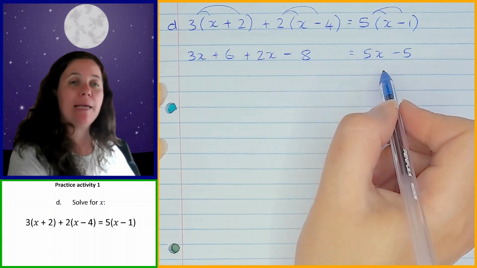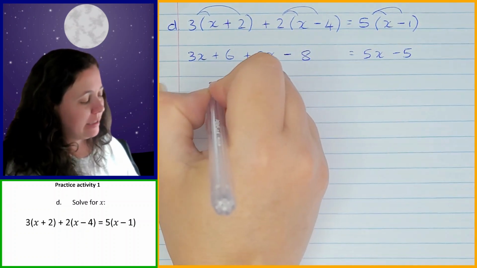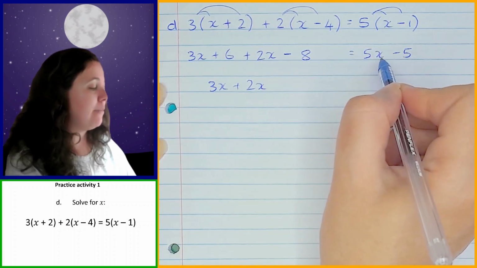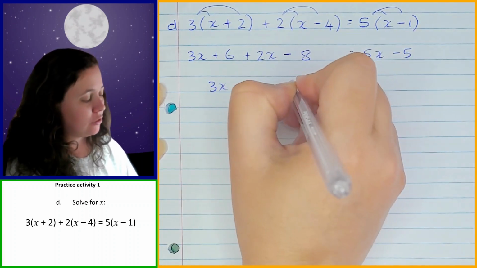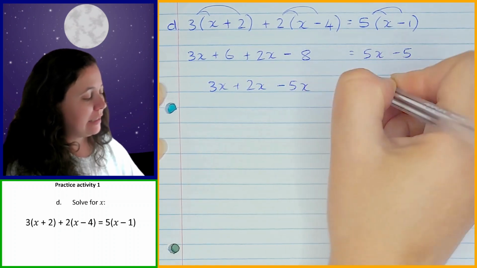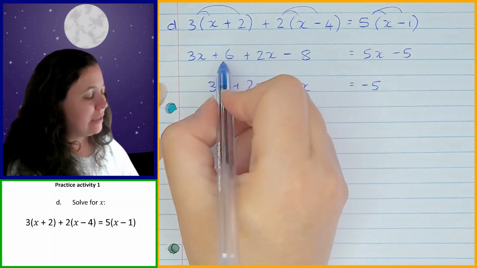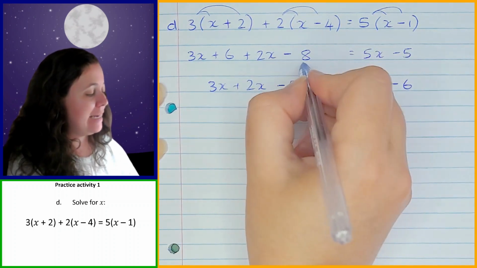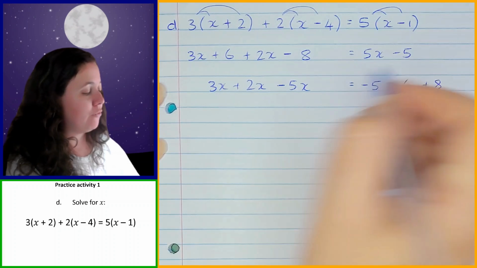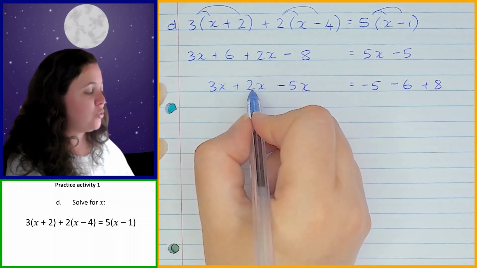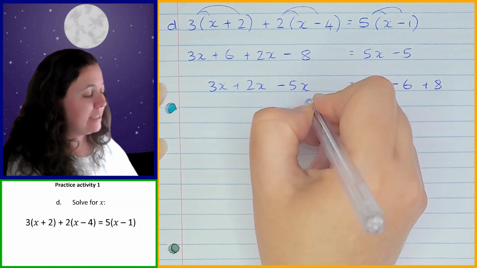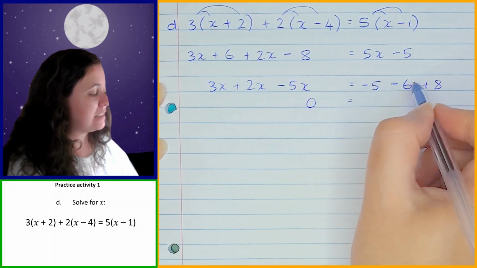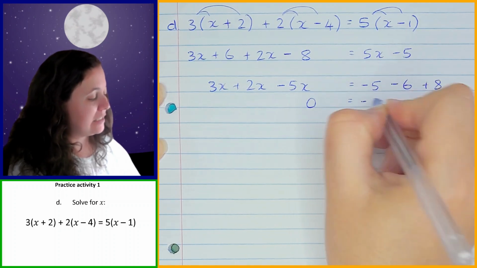Okay, so now I need to get my x's on one side. So I'm going to have over here 3x plus 2x, and then this 5x needs to get rid of by subtracting 5x. So I'm going to subtract 5x on this side as well. Then I've got that equal to negative 5, and then I need to subtract 6 over here, so I'm going to subtract 6 on the right. And I need to add 8 over here, so I'm going to add 8 on the right. Okay, so I've got 3x plus 2x minus 5x. That all cancels out, giving me 0, equal to negative 5 minus 6 plus 8, that is negative 3.